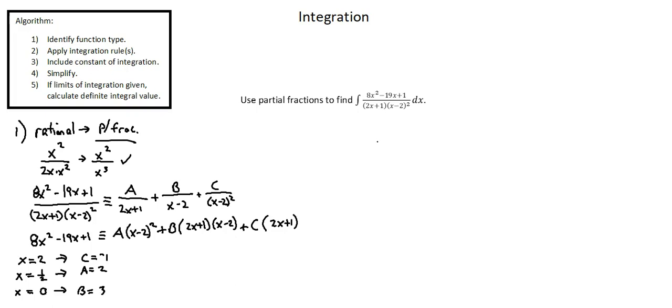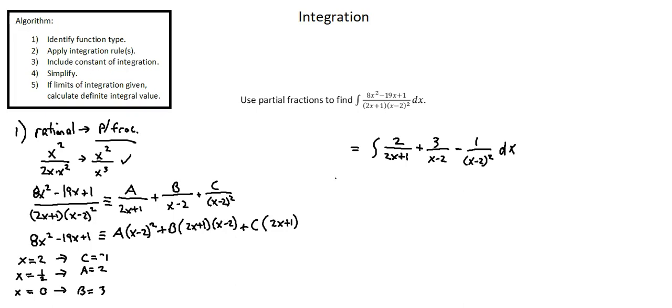Now I'm going to rewrite my integral using the addition of the three fractions that I've set up. A over 2x plus 1, A equals 2. So the first fraction is 2 over 2x plus 1. Next we have the B fraction. B is 3, so we'll have plus 3 over x minus 2. And finally, the C fraction. C is negative 1, which will be minus 1 over the quantity x minus 2 squared, with respect to x.